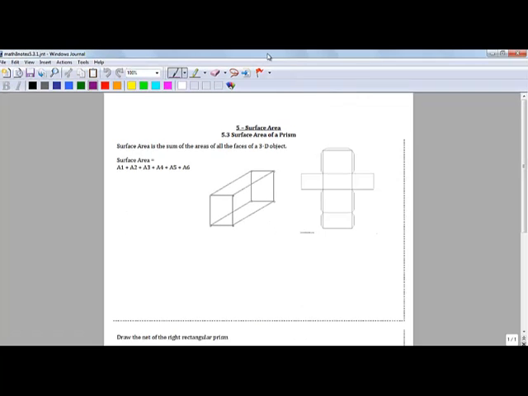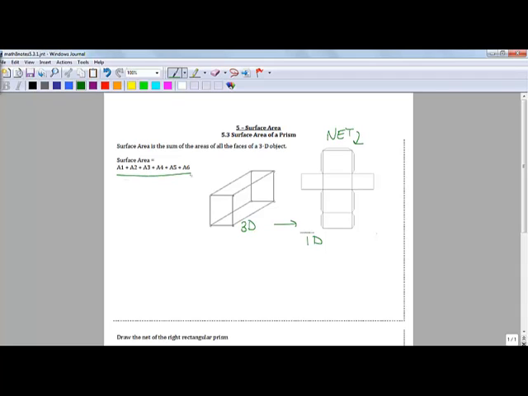Alright, welcome to the video on finding surface area of a prism. So we've been working the past couple days on nets, right? This is the net for a rectangular prism. And you have lots of different nets that look like the same rectangular prism. So it's all about taking a 3D shape and turning it into a 2D shape.